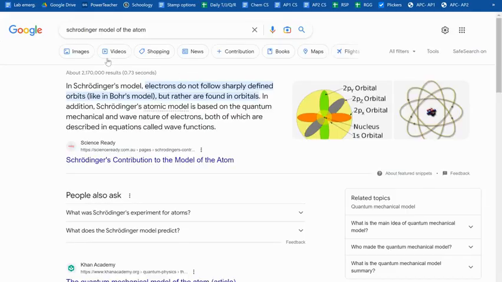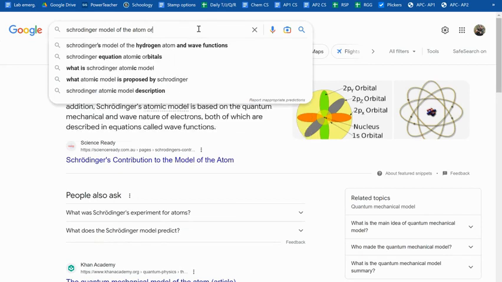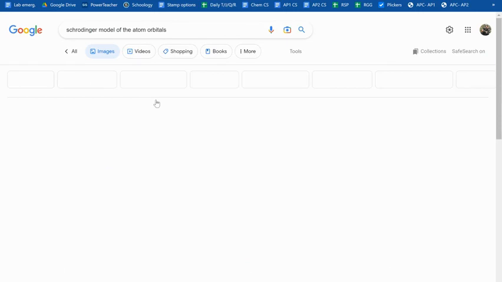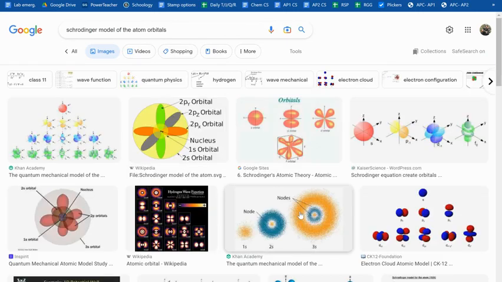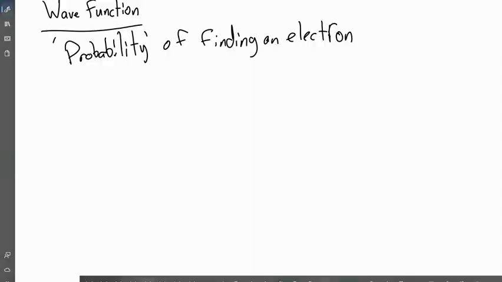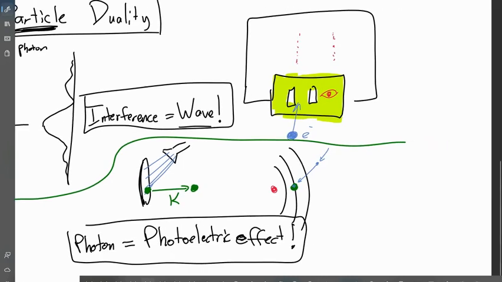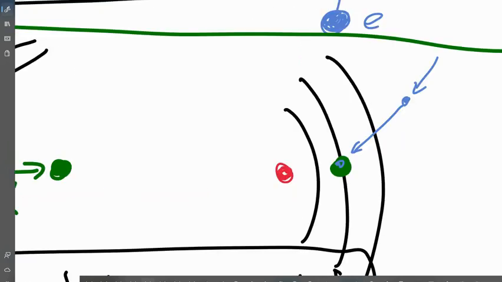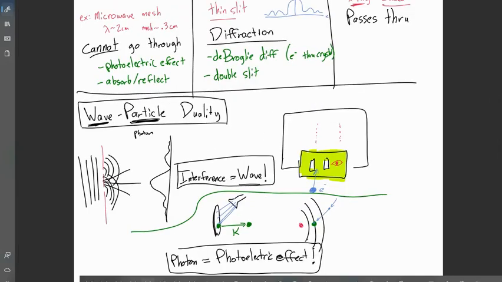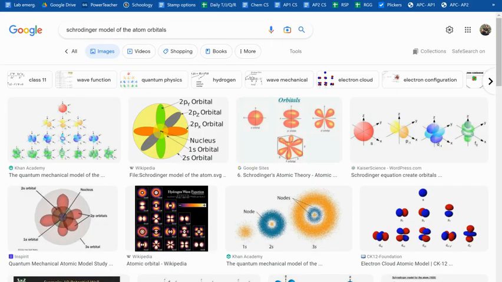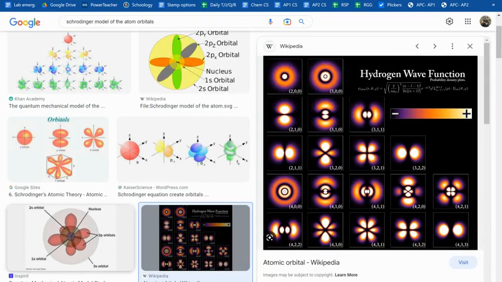The Schrodinger model of the atom, and I will say orbitals when I look this up. If we go to images, we've looked at the Bohr model, which is exactly like what I drew a couple pages ago. The Bohr model has a nucleus in the middle, and then we've got orbitals, everything that we've looked at. But one of the other models of the atom we can use is the Schrodinger model of the atom, using this thing called a wave function.